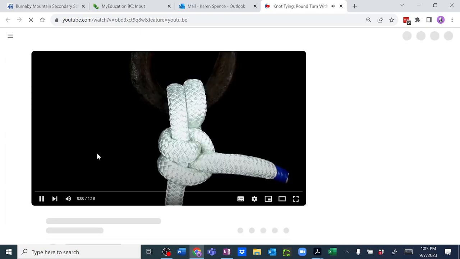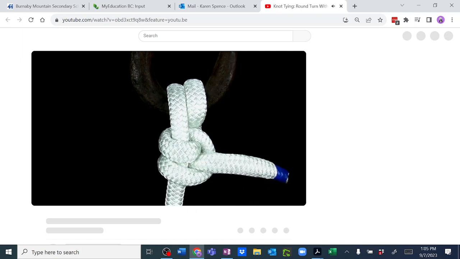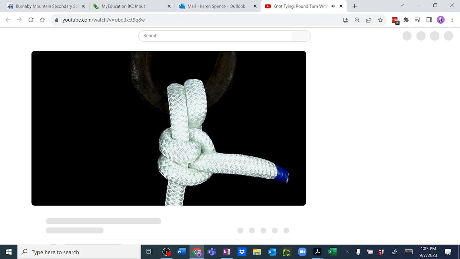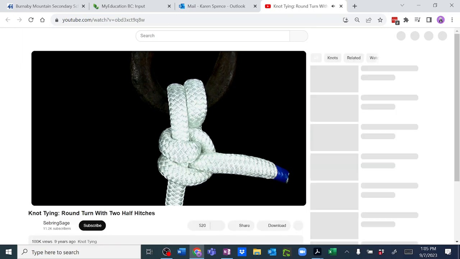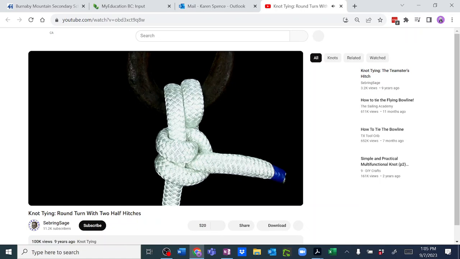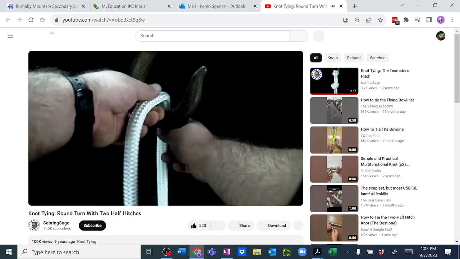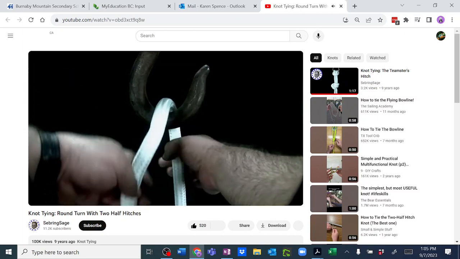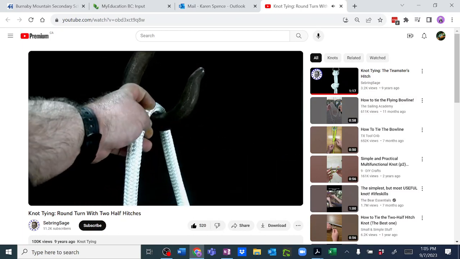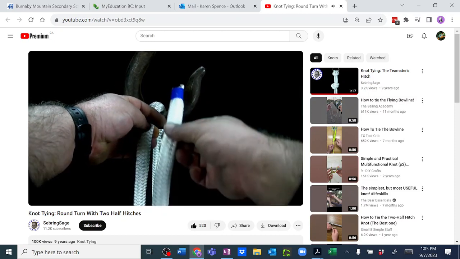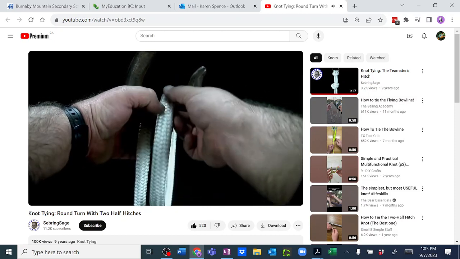In this video, you will learn how to tie the round turn with 2 half hitches. The round turn with 2 half hitches can be used, among other uses, to attach a load to a hook. To tie the round turn with 2 half hitches, slide the end of the rope through the mouth of the hook. Then pass it through a second time creating a round turn.